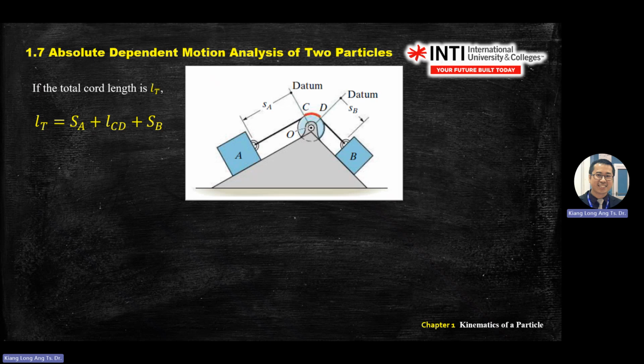Next step, you want to find the relative velocity of one object to another object. How do you find it? This is a position. How do you find velocity? V equals ds/dt. You time-differentiate the position, and it becomes velocity.